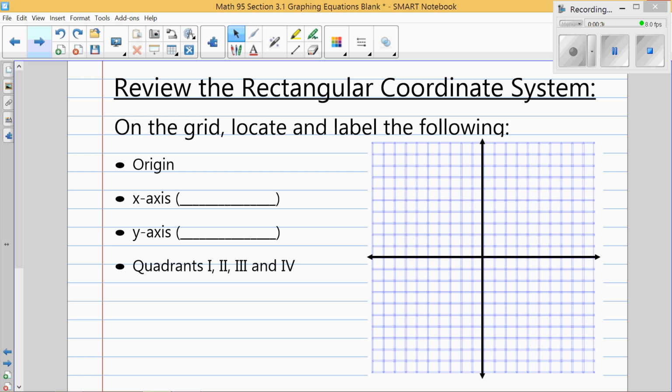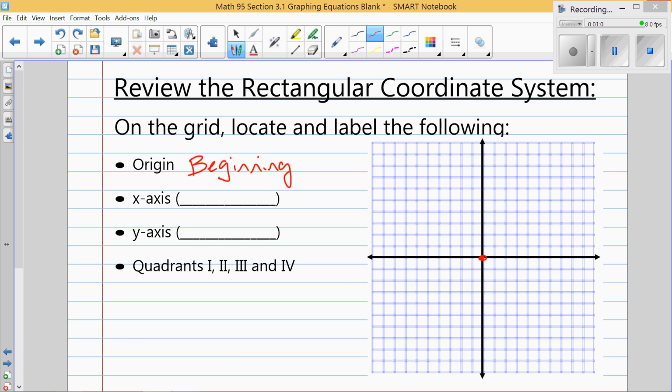This is a rectangular coordinate system. So on this grid, I've asked you to locate and label a few things. We want to label the origin, the x-axis, the y-axis, and then the quadrants. The origin, this word means beginning, so we want to look at where our graph begins, and I'm going to label that in red. We're going to call this the beginning. And a graph starts right here in the center of these two lines.